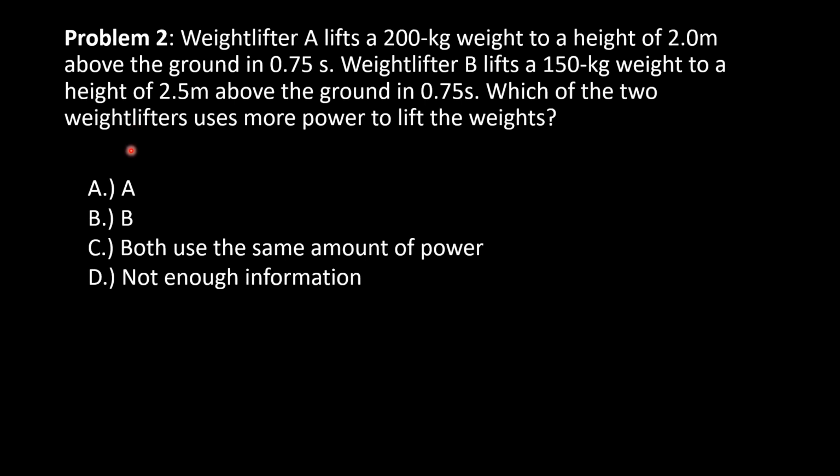Problem 2 states that weightlifter A lifts a 200 kilogram weight to a height of 2.0 meters above the ground in 0.75 seconds. Weightlifter B lifts a 150 kilogram weight to a height of 2.5 meters above ground in 0.75 seconds. And the question asks, which of the two weightlifters uses more power to lift the weights? Was it weightlifter A, weightlifter B? Did they both use the same amount of power, or is there not enough information? So we're going to solve this problem on the next slide.